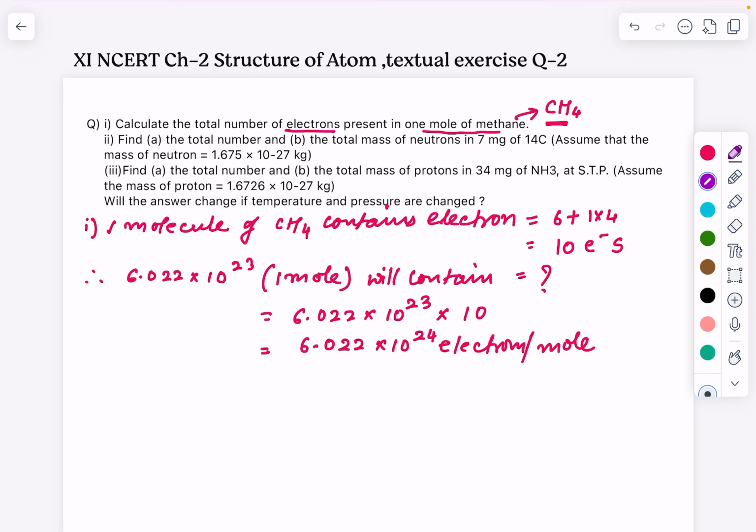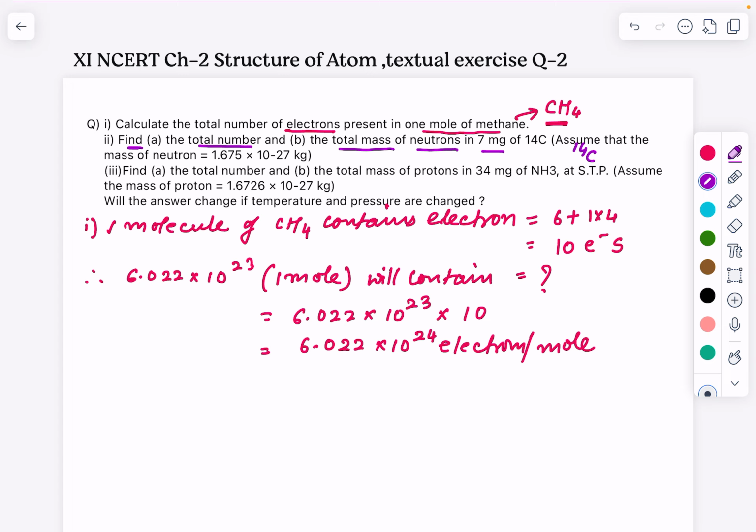Okay, now let us see the second question. The second question has two parts. You need to find out first the total number, and in part B we need to find out the total mass of neutrons in 7 milligrams of carbon 14. This is carbon 14, one of the isotopes of carbon, and we need to assume the mass of neutron given here is 1.675 into 10 to the power of minus 27 kg.